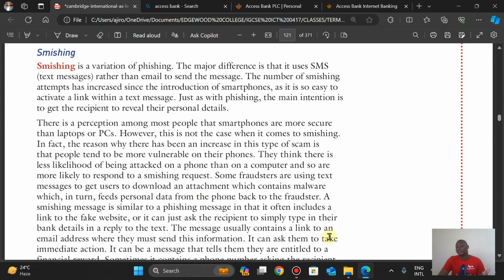Most times they tell you to reply to the text or to call a number. They tell you, oh, you have won something, call this number. Don't call. If I want something, why will I have to call a number?